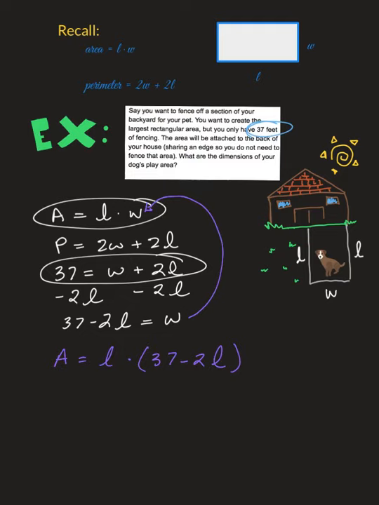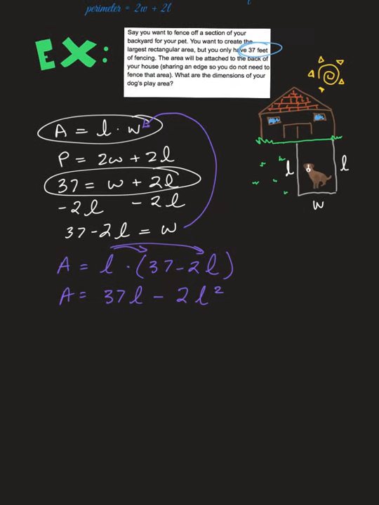All right, let's clean this equation up a little bit. We can distribute the L to both terms. So we get 37L minus 2L squared. And then we actually have a quadratic because we have a degree of two. So now let's write out our A, our B, and our C values. In this one, our A is -2, our B is 37, and our C is 0.